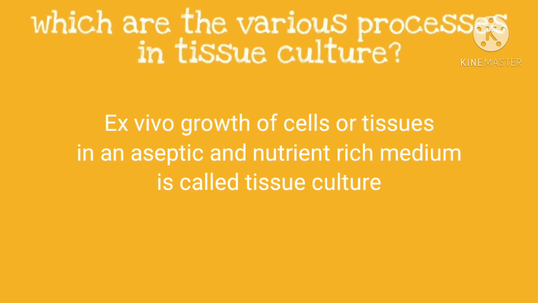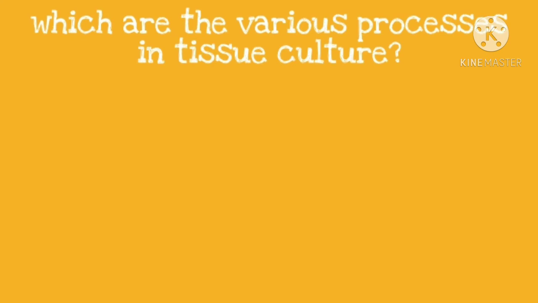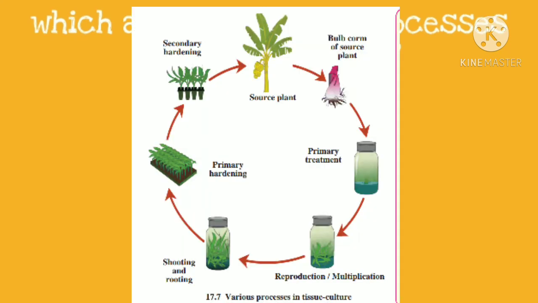Okay. So the first step in the tissue culture is that first we have to select a source plant. Okay. हमें एक source plant select करना पड़ेगा. Then what we have to do? From the source plant we have to select a bud corm, okay, of the source plant. उसकी हमें bud corm क्या करना पड़ेगा? हमें select करना पड़ेगा. Okay, tissues. These bud corms are the tissues. We have to select the tissue of the source plant.